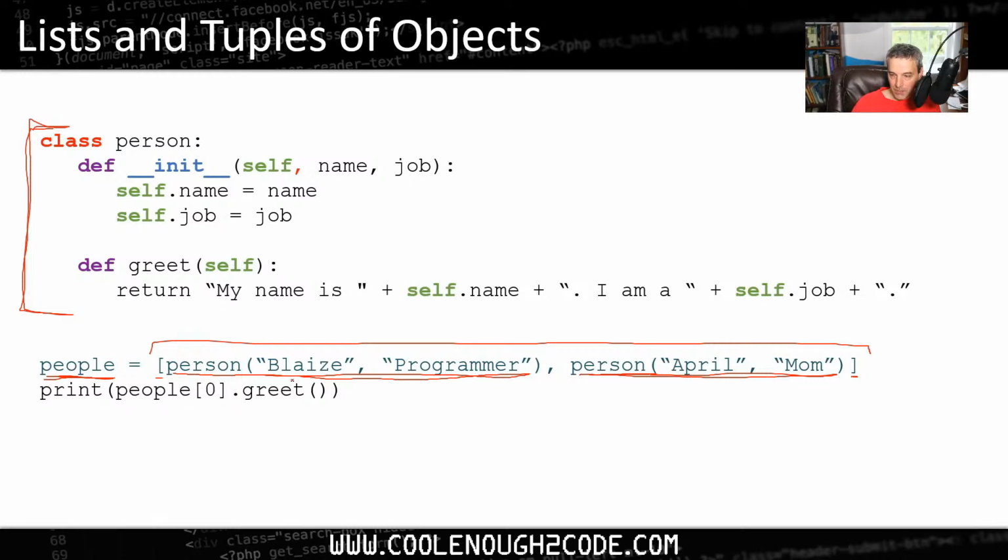And so if I wanted to reference that, I can just do exactly like I did when I was referencing them, and then I can actually call methods using a dot operator. So if I wanted to reference the greet method, I would just simply pull up people 0 and then do the dot operator, and then I would have greet, and I would call that method on the first index of my people list right here. And so that would print out my name is Blaze, I am a programmer, and it would print that out because it's getting back the string right here.